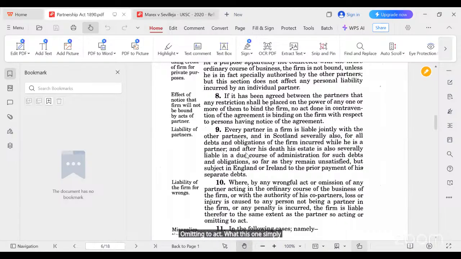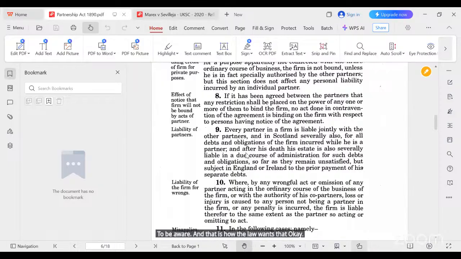What this one simply means, in another way, we call this vicarious liability. But what it simply means is that as a partner, since you are empowered to carry on business as agent of your other partners of the firm, whatever you do wrongly or omit to do in the ordinary course of your business, the law says that the loss or the injury you have caused to any person who is not a partner is binding on the firm. The firm is liable for that to the same extent as the partner so acting or omitting to act. So that simply means that a partner can bring problems onto the business if not careful. And so it is for everybody to be aware. And that is how the law wants it.